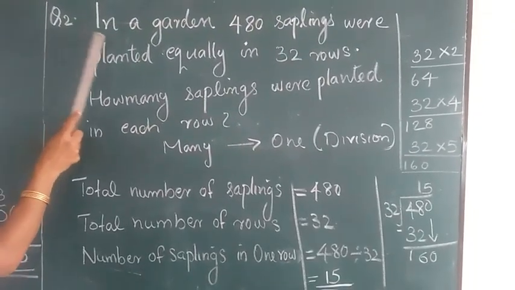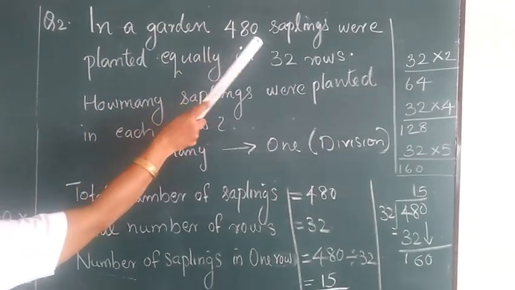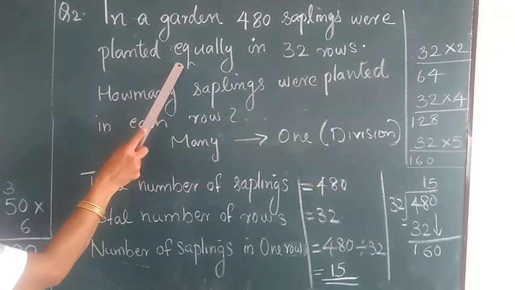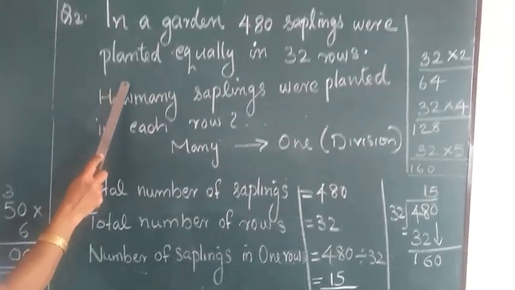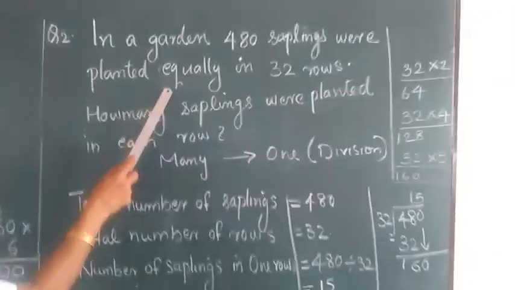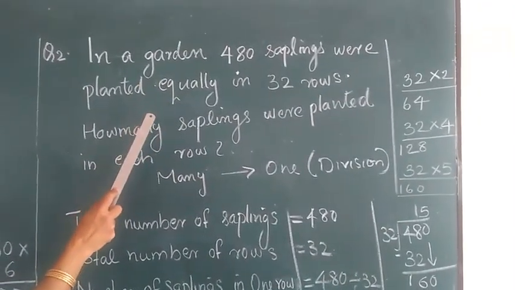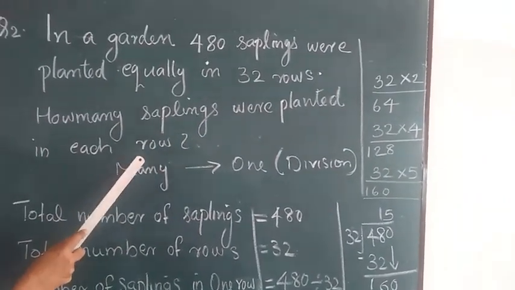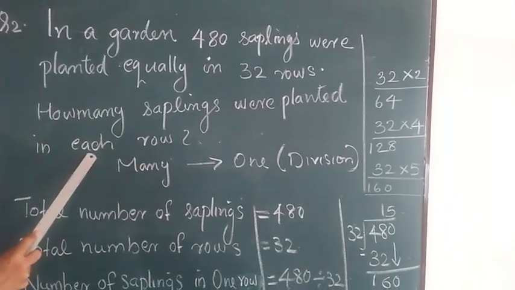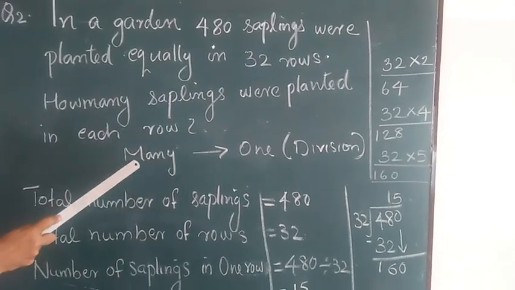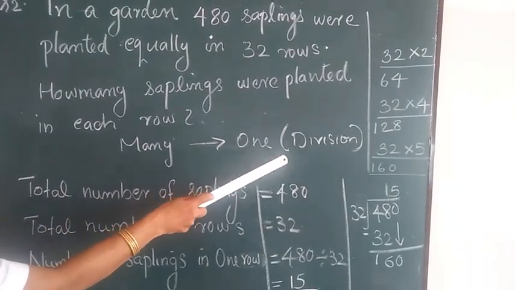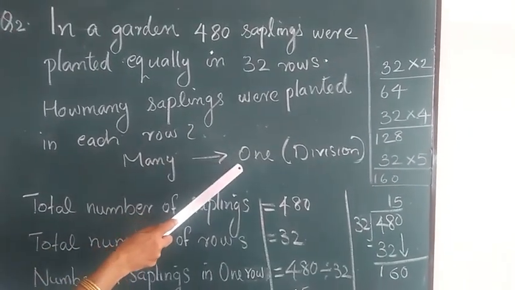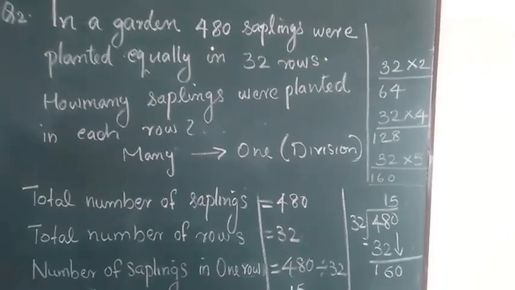Question 2. In a garden, 480 saplings were planted equally in 32 rows. While reading the question, there are some words you have to give importance. So, the word equally should be given importance. How many saplings were planted in each row? 32 rows are given. Each row you have to calculate. Many to one. The operation is division. Many items were given, you have to calculate one item. That means division is the operation.